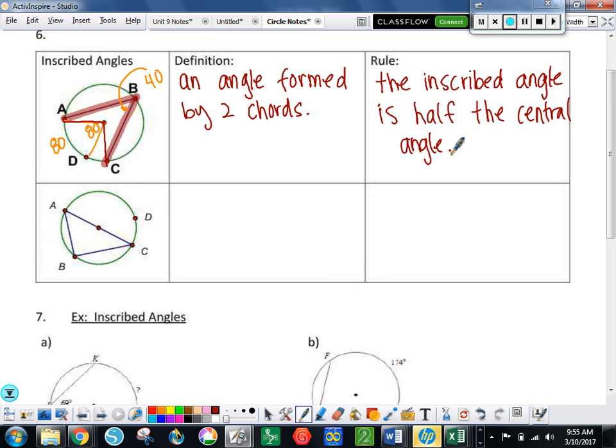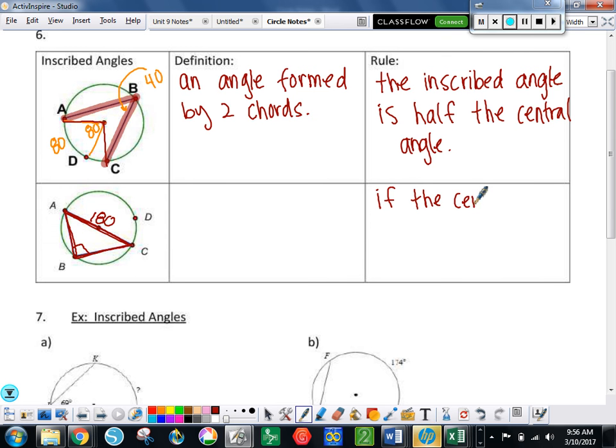So, this right here is a special case of an inscribed angle. This is a diameter. So the diameter, what's the degree measure of the diameter? 180. That means this right here, the inscribed angle would be what? 90, because what's the rule again? The inscribed is half.